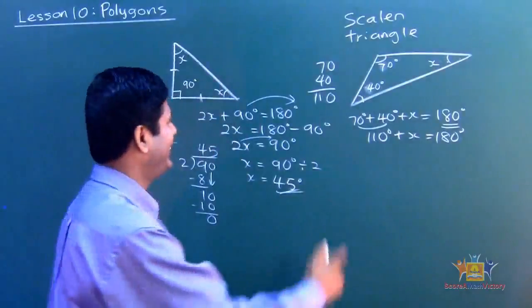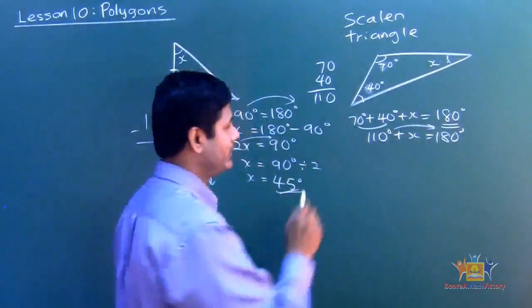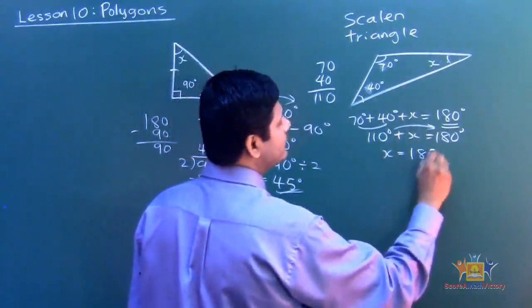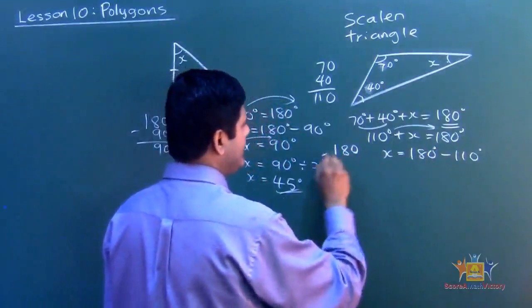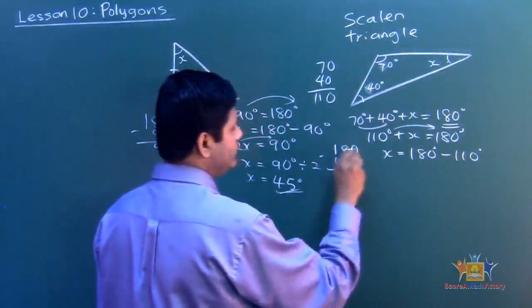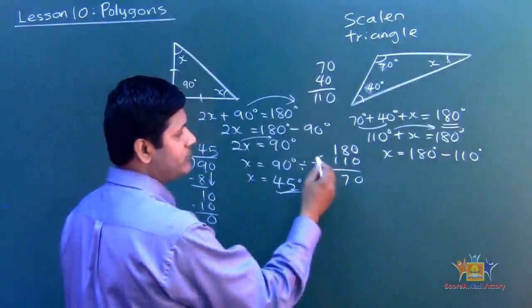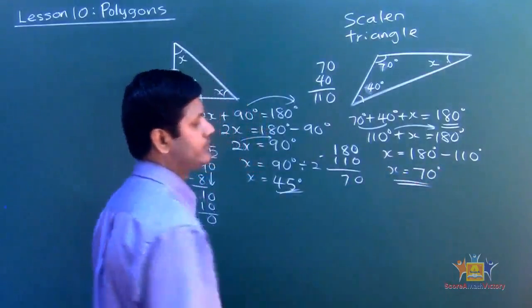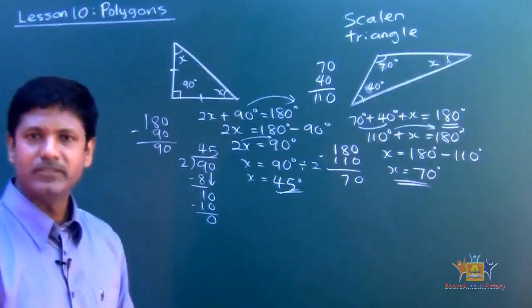Alright? Okay, good. So now we're solving for x. 110 goes across the bridge. What's the 110 doing? Adding. Adding across the bridge becomes subtraction. Line it up. 180 lined up with 110. 0 minus 0 is 0. 8 minus 1 is 7. 1 minus 1 is 0. x equals 70 degrees. Alright? That's it. Pretty easy, isn't it?